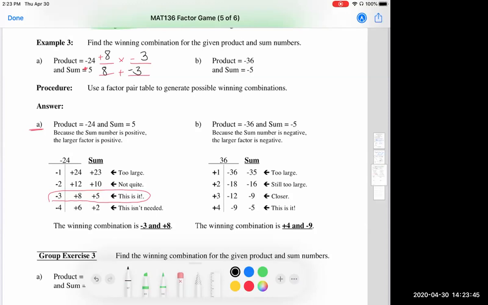Same thing for B. I see that my sum is negative, so I have to make sure my bigger number is negative as well. But if this is too weird to keep track of, you can just think just as before: what two numbers can I multiply to be negative 36, but when I add them, I get negative 5? And if you're ever unsure, you can make a list, just like we have right here. 1 times negative 36, 2 times negative 18, 3 times negative 12, and 4 times negative 9. And we see that 4 times negative 9 gives me negative 36. And you make that 9 negative so that I have a negative 5. So 4 and negative 9.